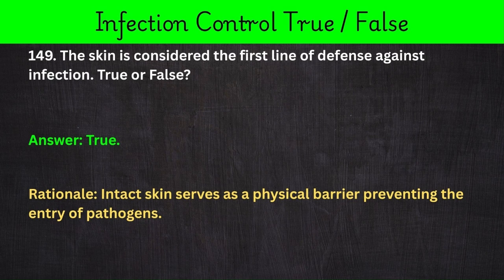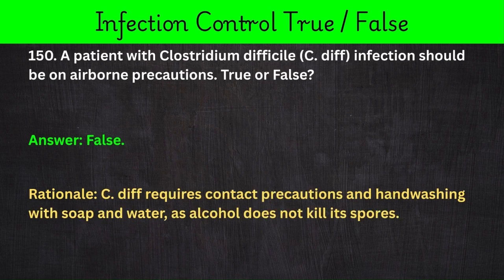149. The skin is considered the first line of defense against infection. True or false? Answer: true. Rationale: intact skin serves as a physical barrier preventing the entry of pathogens. 150.